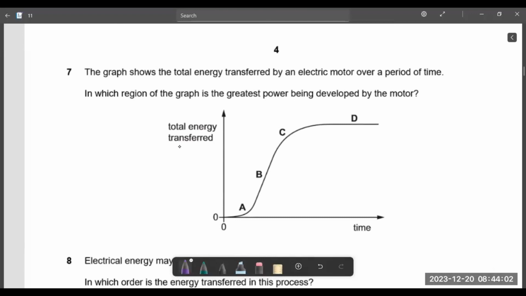The graph shows the total energy transferred by an electric motor over a period of time. In which region of the graph is the greatest power being developed by the motor? Initially the power is increasing. Here we can see it keeps on increasing and it is delivering maximum power. After C, it starts decreasing. In D, with respect to time, the energy is not increasing. It is constant. So the maximum power is delivered, energy is transferred, during B.